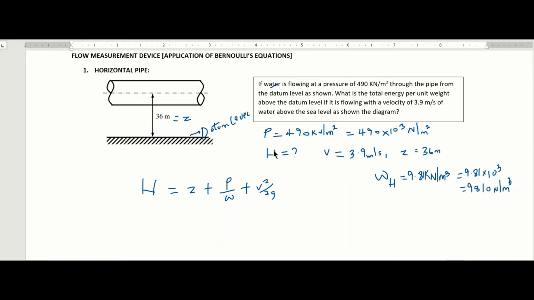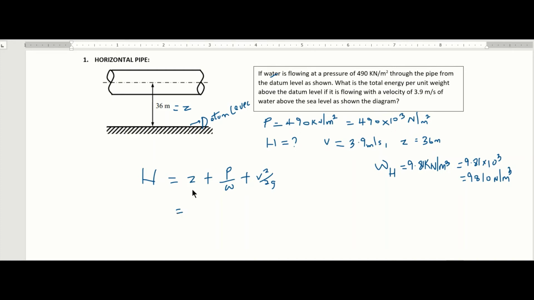So therefore we can put the values into our equation. Our height above the datum level is 36, so we have 36 plus the pressure of the fluid, which is 490 times 10 to the 3, over the specific weight of water, 9810, plus the velocity of the fluid, 3.9, all squared, so 3.9 all squared over 2 times gravity, 9.81.